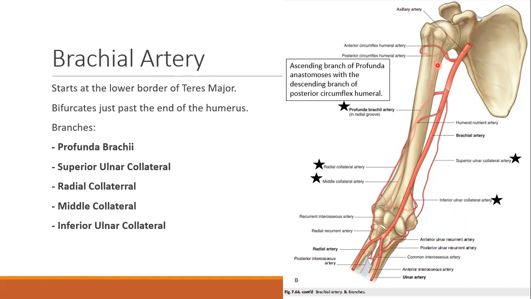I'll just make note that you can see here, there's an ascending branch coming off of profunda that anastomoses with the posterior circumflex humeral artery. So this is one way that, if you cut off blood supply to the brachial artery after the anterior and posterior circumflex humeral arteries, you can still get blood supply to go down into the upper limb via this anastomotic branch coming off of profunda.